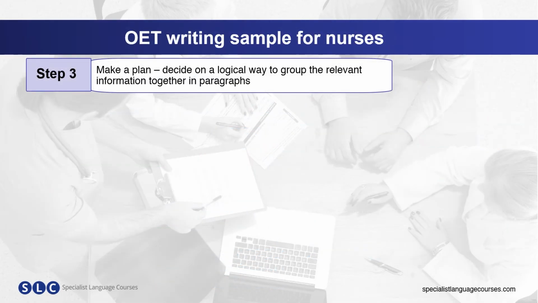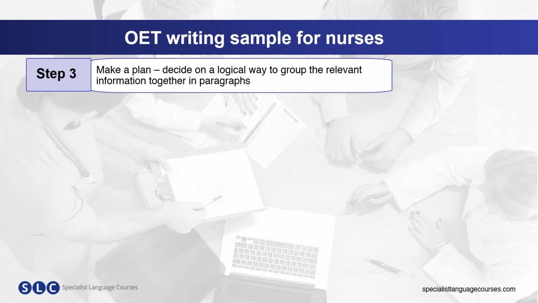Step 3. Once you've decided what information to include, it's a great idea to make a plan. This will help you stay focused during your writing time, and you can use it as a checklist to make sure you have included the relevant content. There is no set way to organize a letter. You need to group the relevant information together in a logical way in paragraphs.